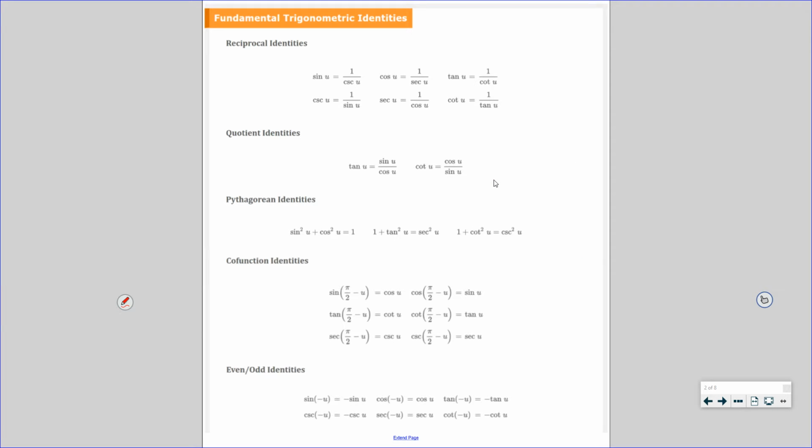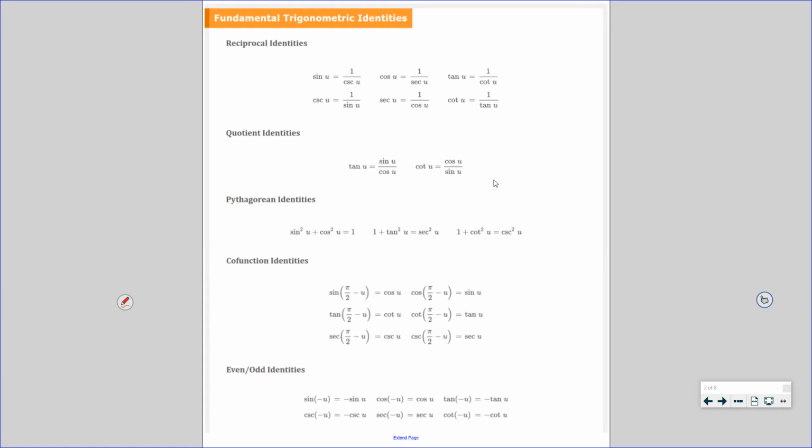We did these co-function identities. These will come up a whole lot. But we basically talked about in the right triangle, how I made you prove this: if we have a right triangle here and this is some angle, this angle is obviously going to be 90 minus whatever that angle is. So we talked about how the sine, which is the opposite over the hypotenuse, would be the same as the cosine of this angle, adjacent over hypotenuse. So that's kind of how we proved those.